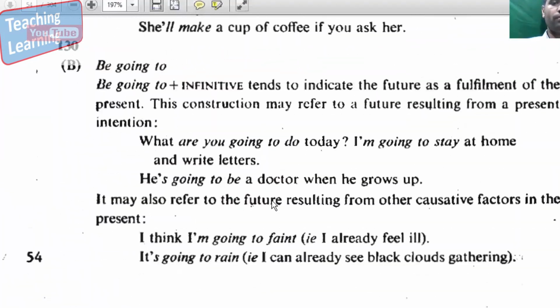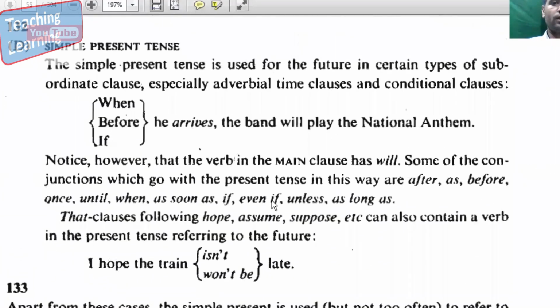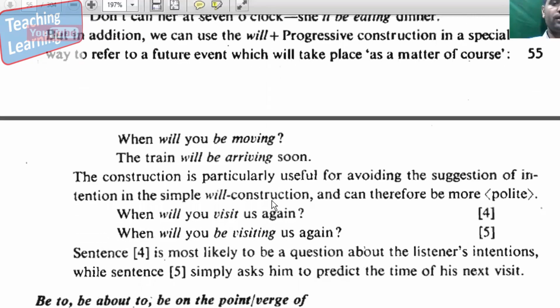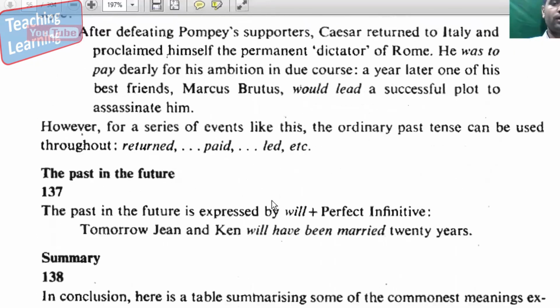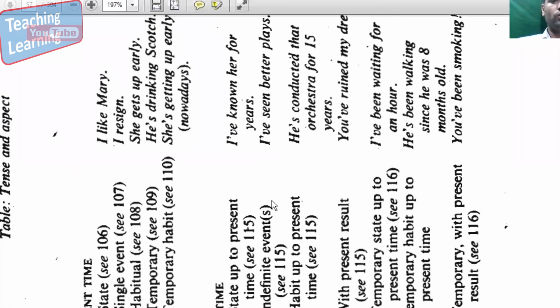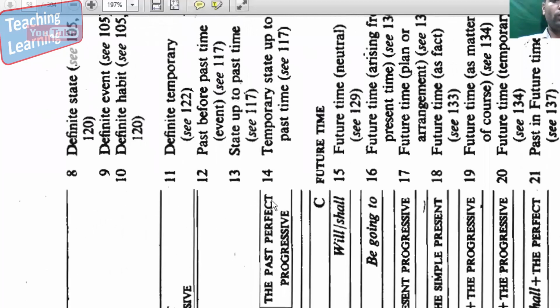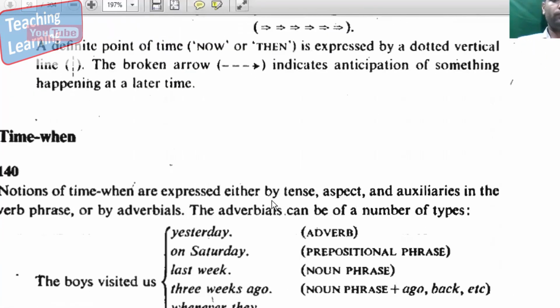Future time. Progressive aspects for present tense. Then the past and the future. So this way it is happening, and there is a summary also. You can check those things in the book.